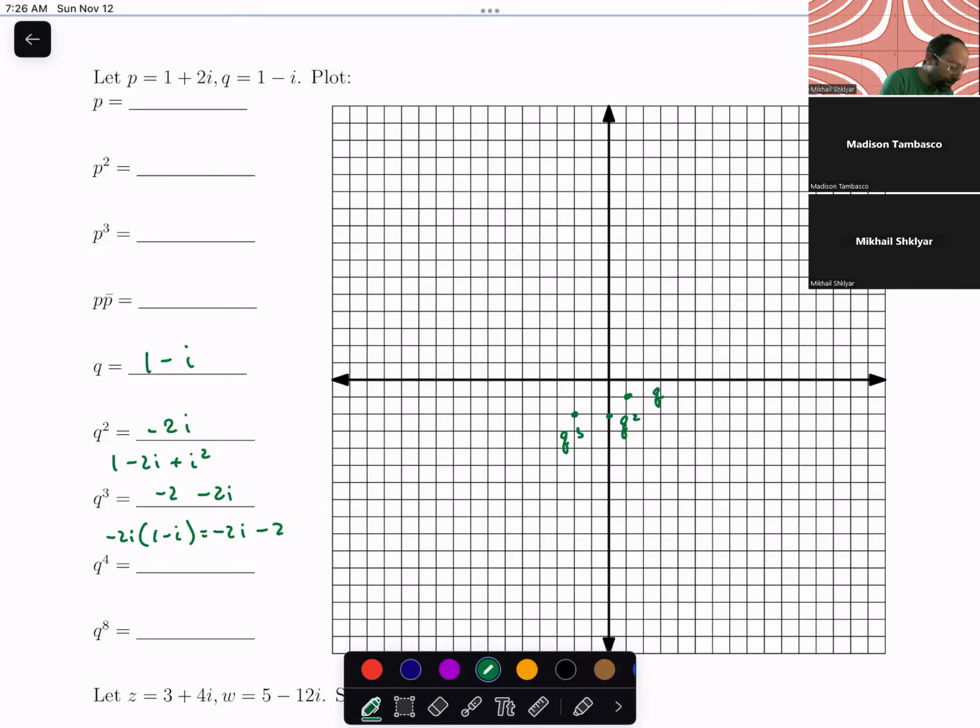Now q to the fourth power. There are two ways to do it. I could take -2i multiplied by 1 minus i, or I could just take -2i and square it, which I think is a little easier. I get -4, because -2i squared is 4i squared, which is just -4. So this is q to the fourth power.